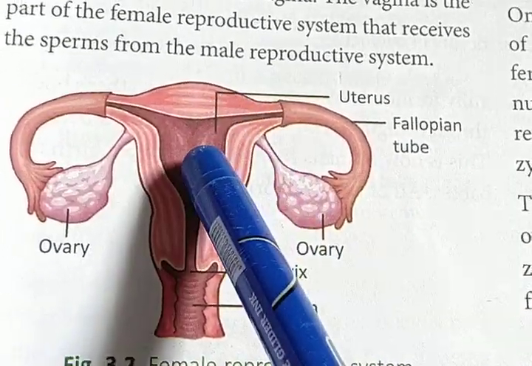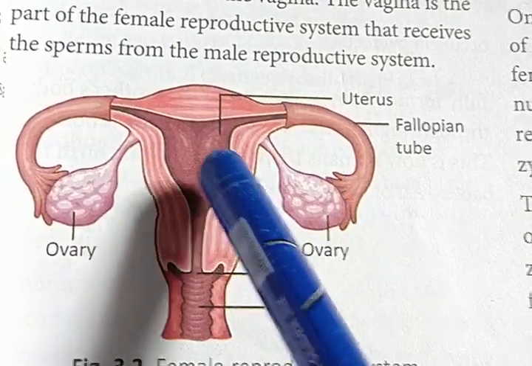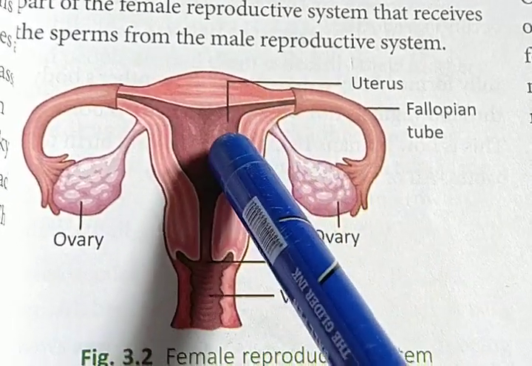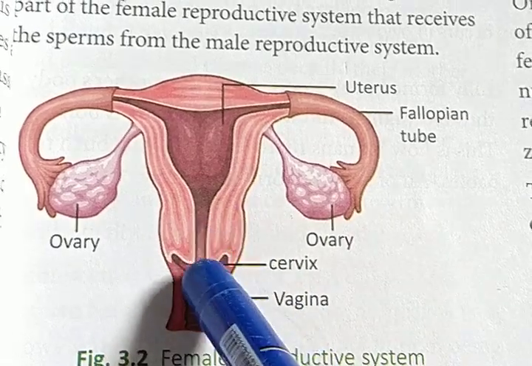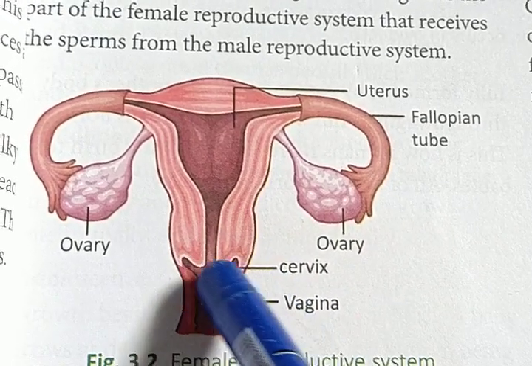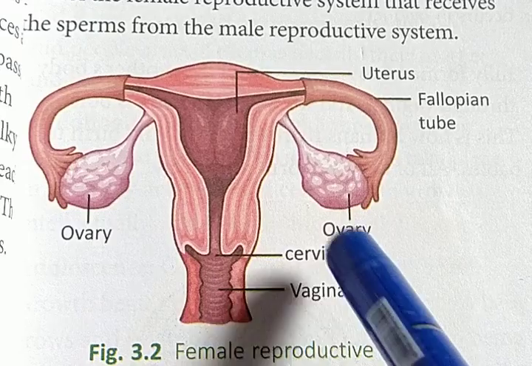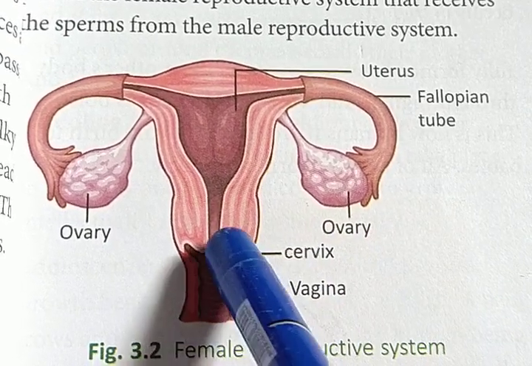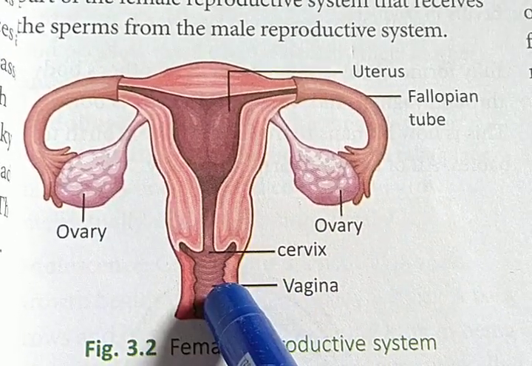This is the uterus. It is a muscular, pear-like structure and its opening is very narrow. This narrow opening is also known as the cervix. The cervix opens to the exterior through the muscular passage that is known as the vagina.